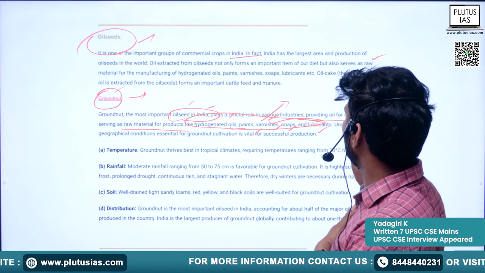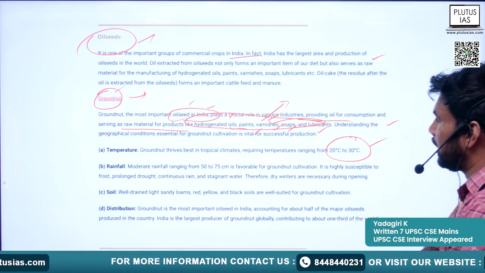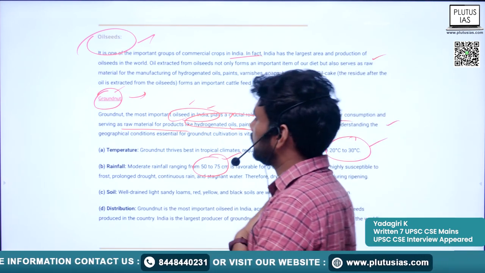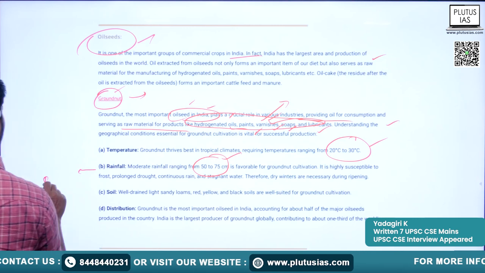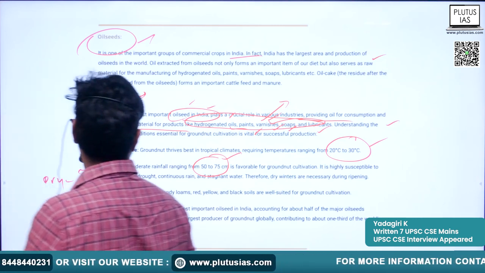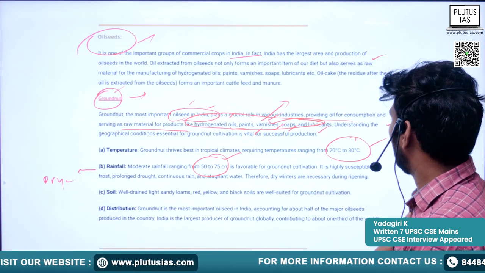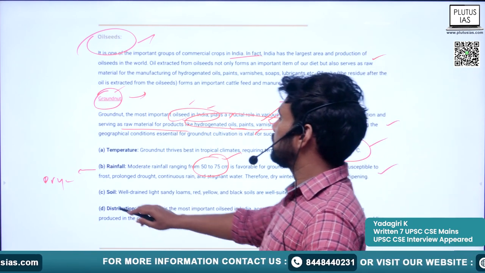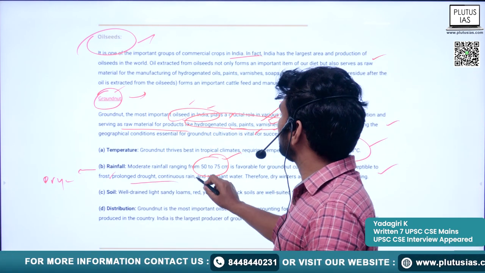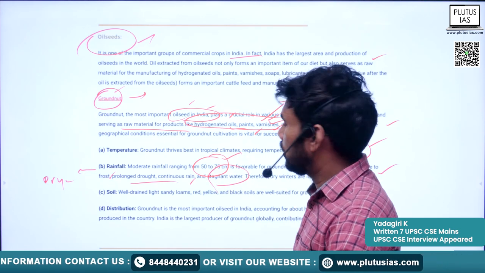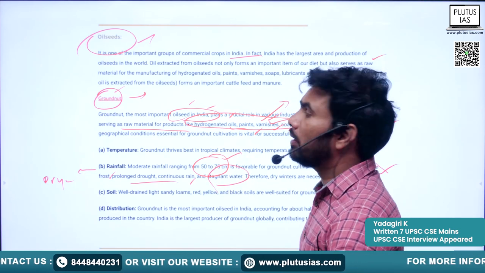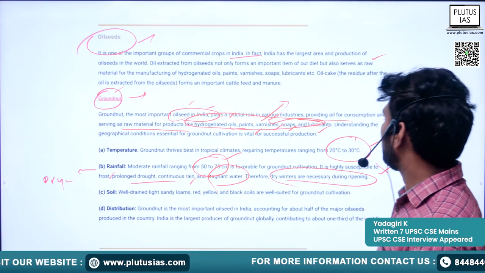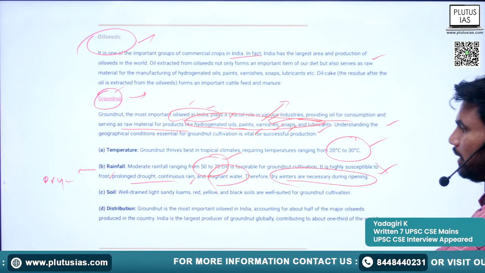Right. The suitable temperature is 20 to 30 degrees centigrade. Rainfall is between 50 to 75 centimeters. So it is predominantly a dry area or arid area crop. It is highly susceptible to frost, prolonged drought, continuous rain and stagnant water. So these are not ideal conditions for groundnut. Therefore, dry winters are necessary during ripening.